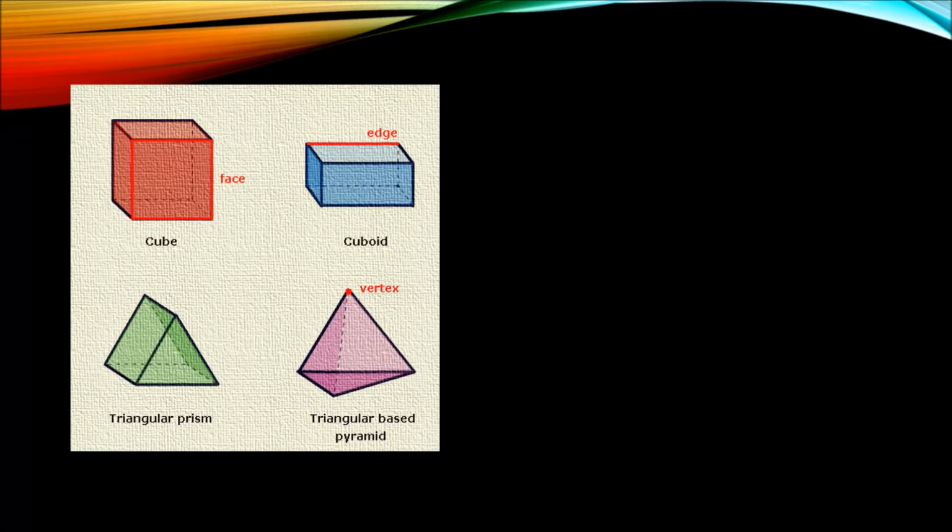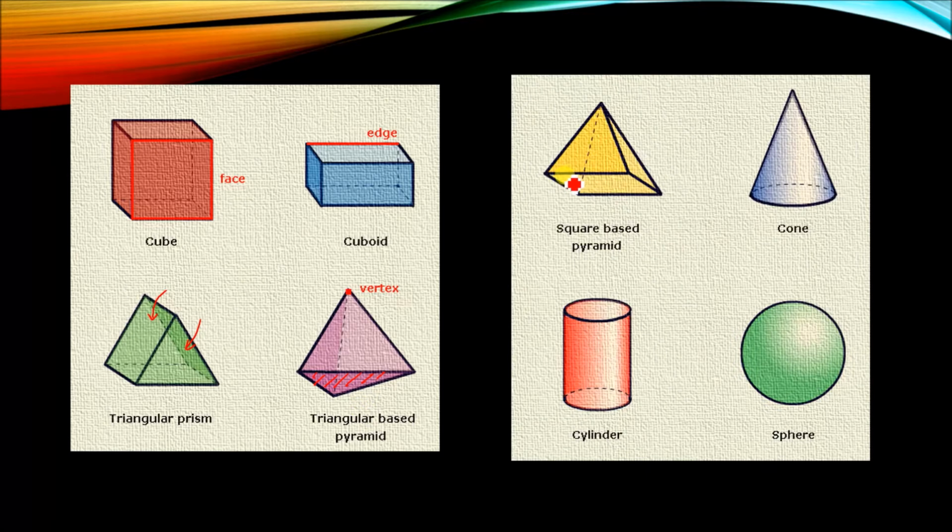So here's a review. First figure is a cube. The second figure is a prism. Now the green figure here is a triangular prism because, as you can see, the bases here are triangles. And this is a triangular base pyramid, or a triangular pyramid, because the base here is a triangle. Now this is a pyramid and the base is a square. So this is a square pyramid.